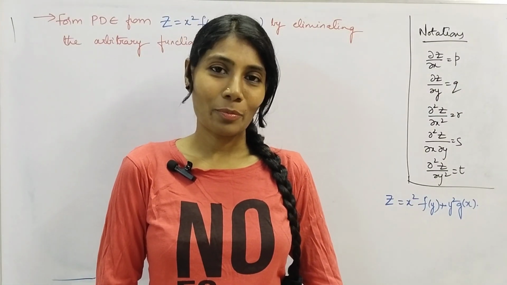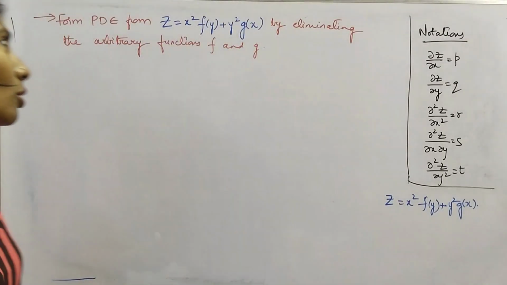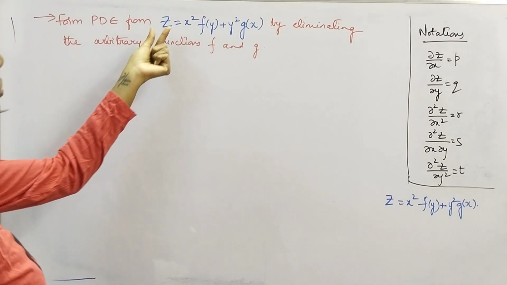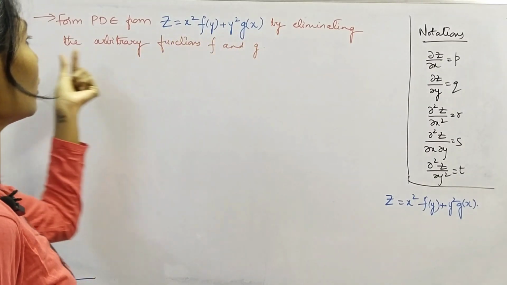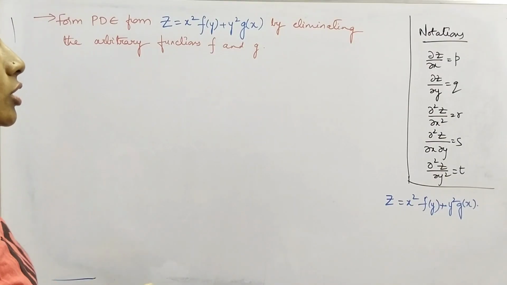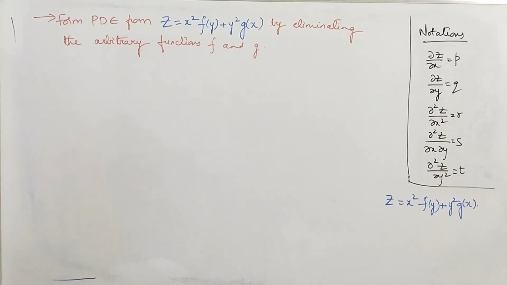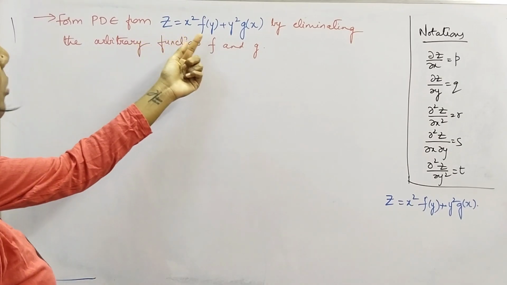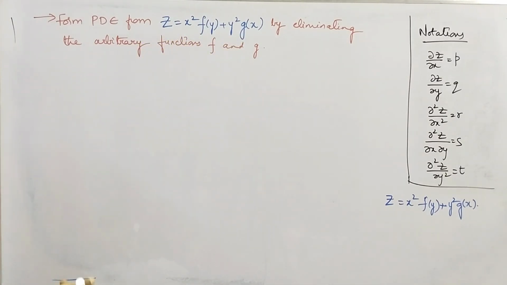In this video we're going to see a problem from partial differential equations. So let's get going. Problem: form partial differential equation from z equal to x square f of y plus y square g of x by eliminating the arbitrary functions f and g. So we are given a relation, we are asked to form a partial differential equation by eliminating the arbitrary functions f and g. Okay, so let's begin.